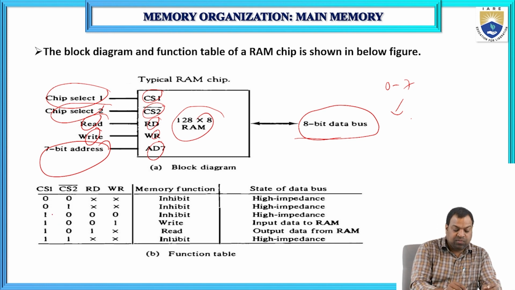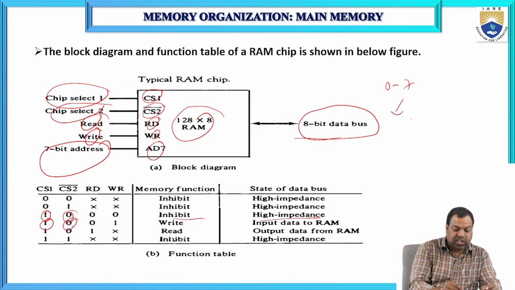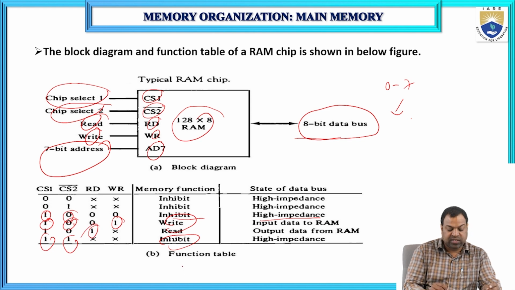And if chip select CS1 is 0, it is disabled, inhibit, high impedance. When chip select is 1 and the other is 0, it is a write operation. When both are 1, it is an inhibit. So 1 0 is write and the other 1 0 combination is read, like this. Okay.